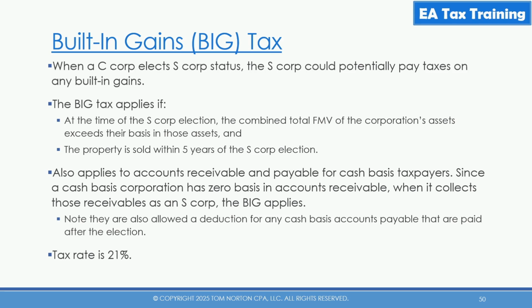So when you convert from C Corp to S Corp, if you were on the cash basis, any accounts receivable that you collect, the S Corp will then have to pay a 21% tax on those collections. Now, what they do let you do, however, is offset that with any accounts payable that you paid. Because, of course, you are on the cash basis, you don't get to take the deduction until you actually pay the expense. So, if you paid any of those accounts payable after the S Corp election, then you can deduct that amount from the amount of receivables that you collected, and you pay the 21% tax on the difference.